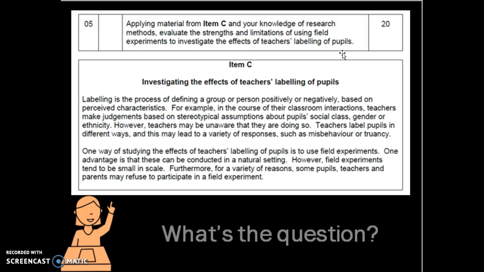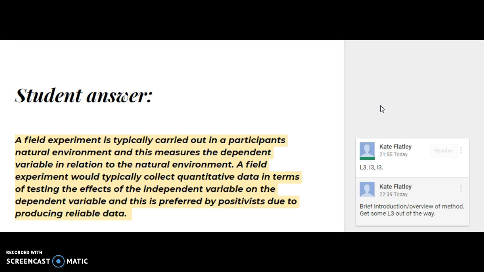Okay, so we're going to explore a student answer with some commentary from myself as an examiner. So here's my student answer. I have typed it up just so you can understand what she was writing about, and just to make it really easy for me to show you my comments as well. So she starts off with a nice introduction where she's outlining what is a field experiment, and she identifies at least 3 level 3s here.